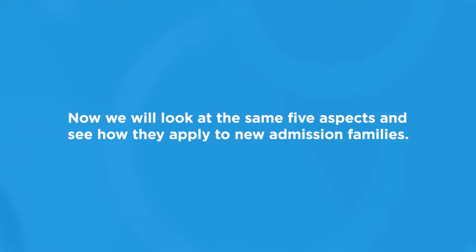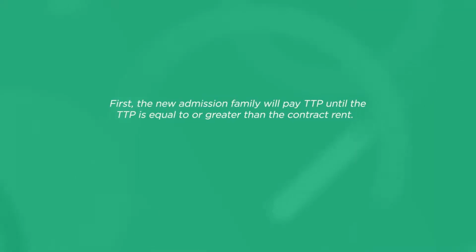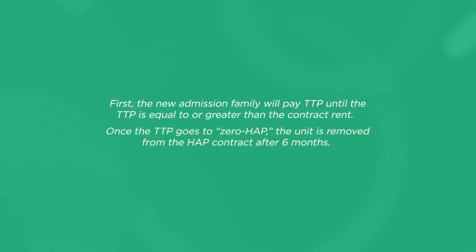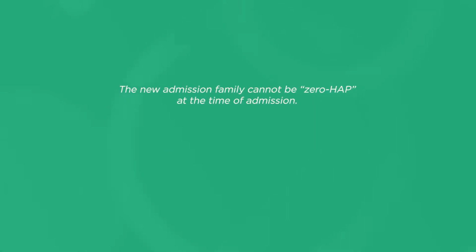Now we will take a look at the same 5 aspects and see how they apply to new admission families. First, the new admission family will pay TTP until the TTP is equal to or greater than the contract rent. Once the TTP goes to 0 HAP, the unit is removed from the HAP contract after 6 months. Per the RAD notice, PHAs must remove the unit from the HAP contract when no assistance has been paid for 6 months. The new admission family cannot be 0 HAP at the time of admission.